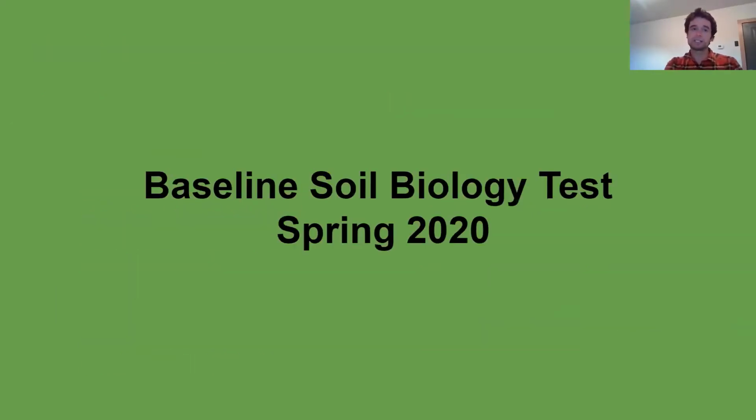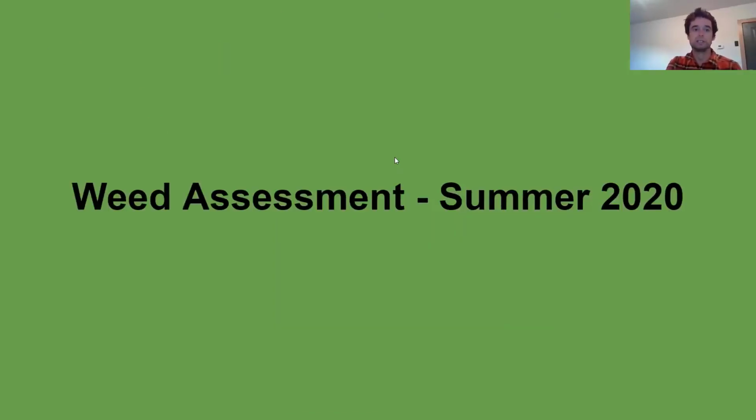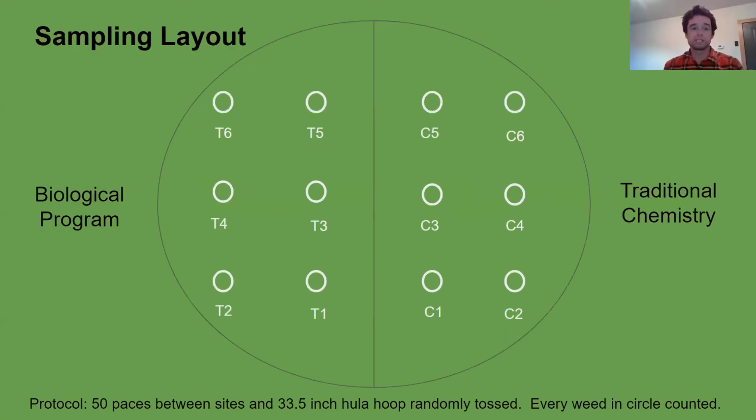Here you can see the pre-treatment testing. These fields were bacterially dominated, which on that ecological succession chart we saw is going to result in more annual grasses and annual weeds. And it also had very low biological activity. So that first summer, after treating it in the fall, we had MSU help us set up a sampling grid to look at weeds. We threw hoops on both sides, and here you can see some pictures we took.